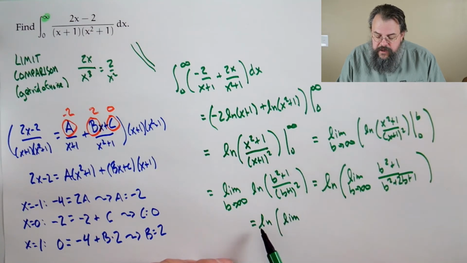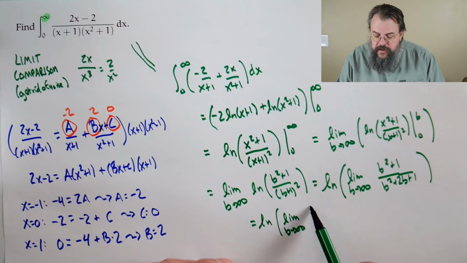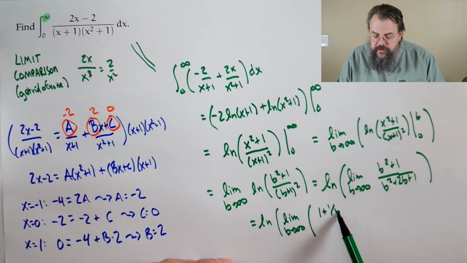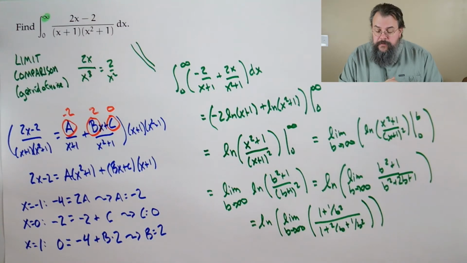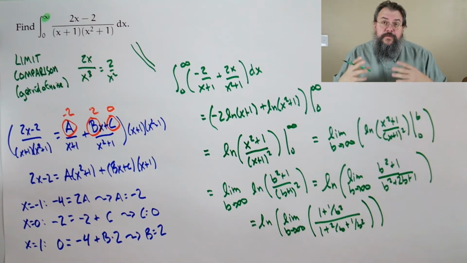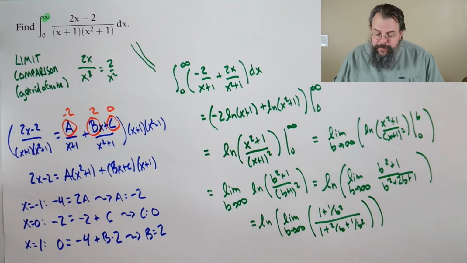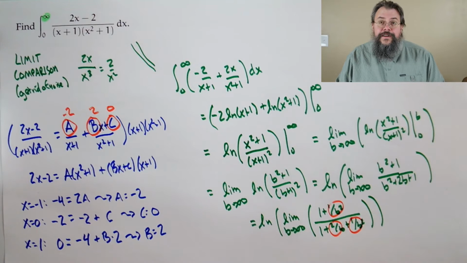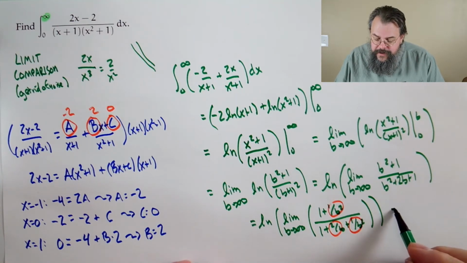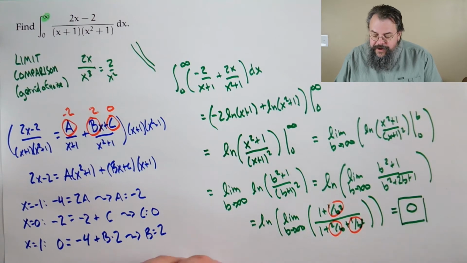And so if you did that, you'd have log of the limit as b goes to infinity of 1 plus 1 over b squared divided by 1 plus 2 over b plus 1 over b squared. So this is multiplying by 1 over b squared on the inside, both top and bottom, same as multiplying by 1. And now we're like, wow, this is great. What happens? See, look, there's 0, 0, 0. So this is going to 1. So it's going to log of 1. And log of 1 is 0. And therefore, our integral for all that work, it's 0.